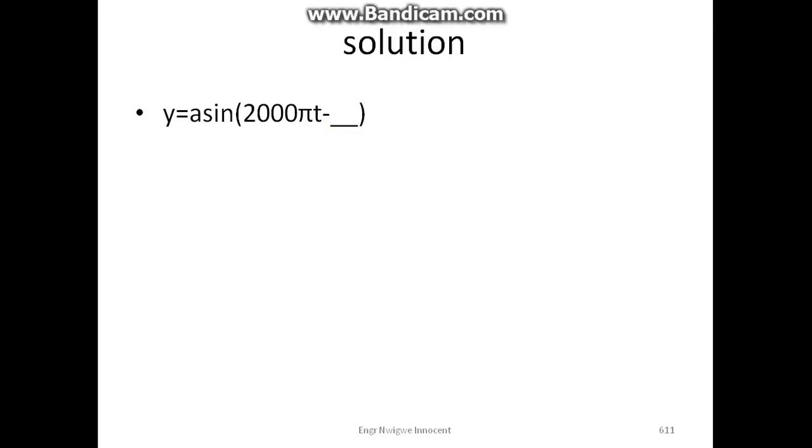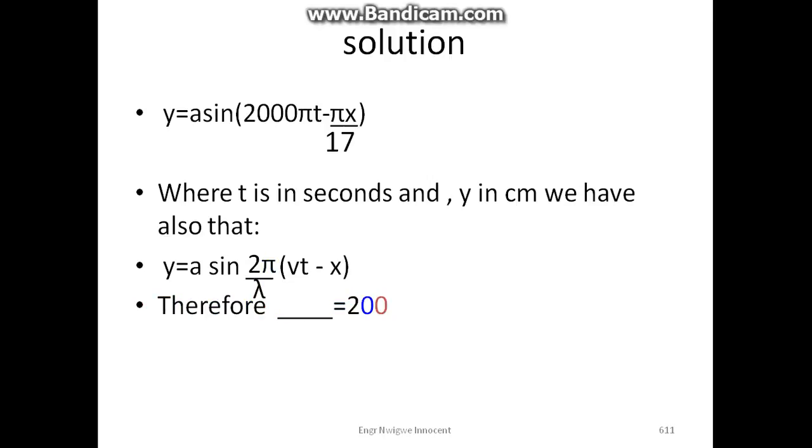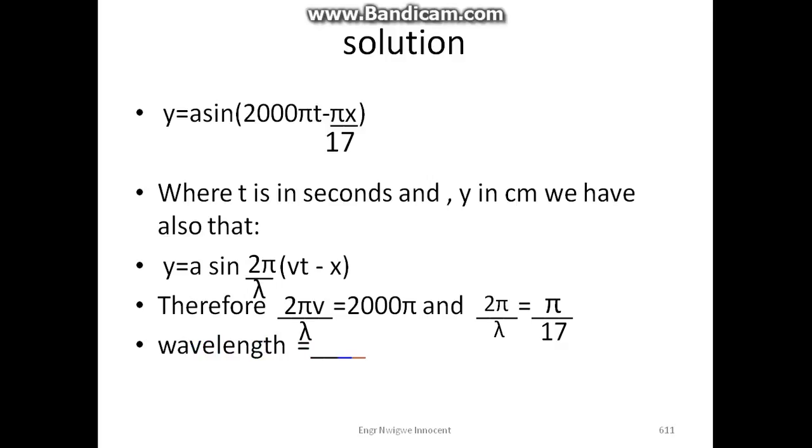Solution. y equals a sine in bracket 2000πt minus πx over 17, where t is in seconds and y is in cm. We also have y equals a sine 2π over λ in bracket vt minus x. Therefore, 2πv over λ equals 2000π, and 2π over λ equals π over 17. Wavelength is equal to 2π times 17 over π, which is 2 times 17, giving us 34 cm.